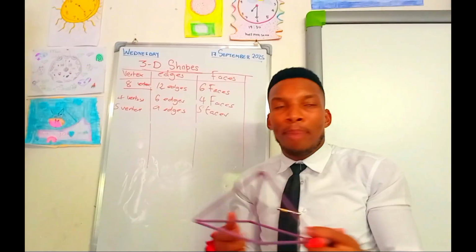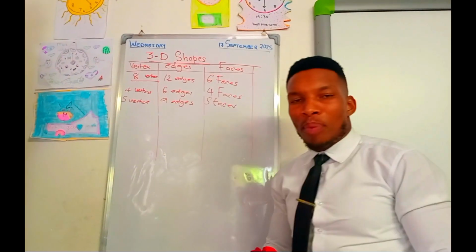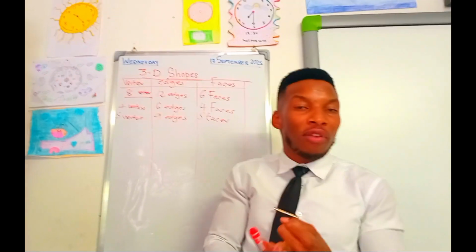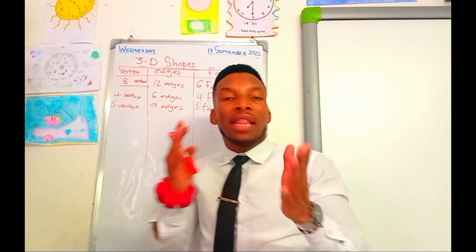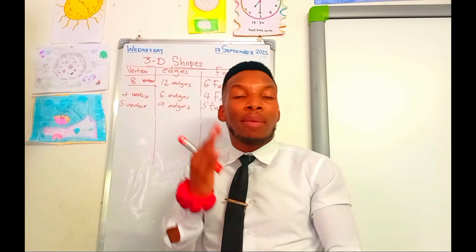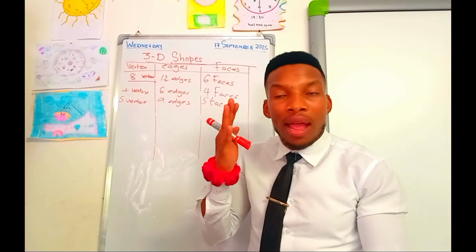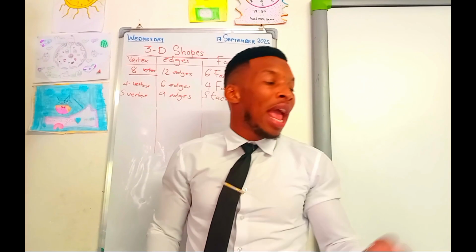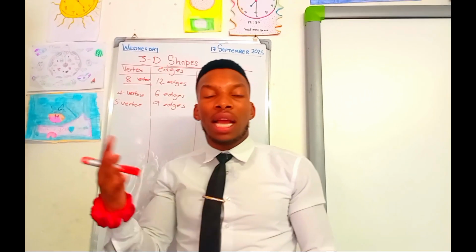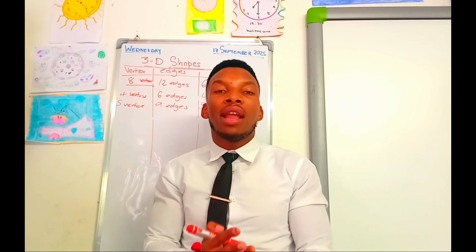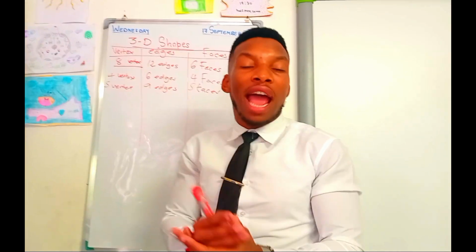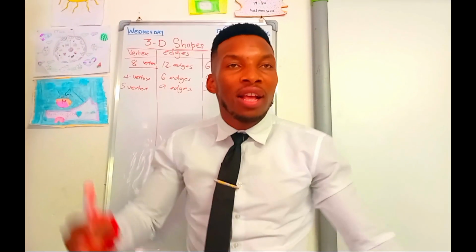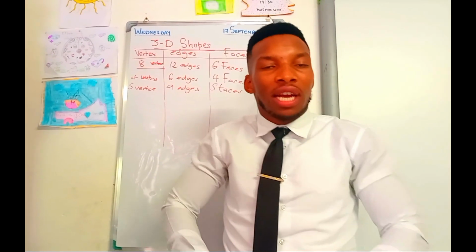Alright. That's all about the 3D shapes. We need to know the number of vertices, the number of edges, and the number of faces. After that, you need to know the differences between a prism and a pyramid. Sometimes they're going to ask you the difference between a square base pyramid and the tetrahedron, as well as the similarities. After that, once you complete the 3D shapes, you're going to get full marks, 20 out of 20.